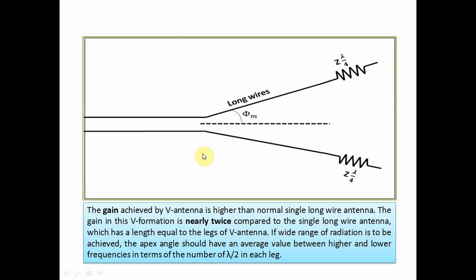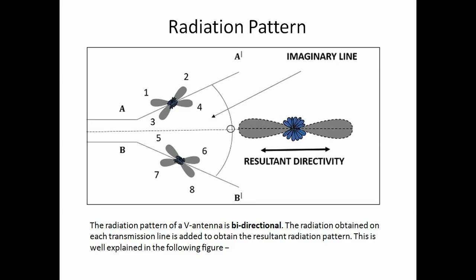The gain achieved by the V antenna is higher than the normal long wire antenna, and the gain of this V formation is nearly twice that of a single long wire antenna. If a wide range of radiation is to be achieved, the apex angle, basically this is the apex angle, should have the average value between the higher and lower frequencies in terms of lambda by 2 in each leg.